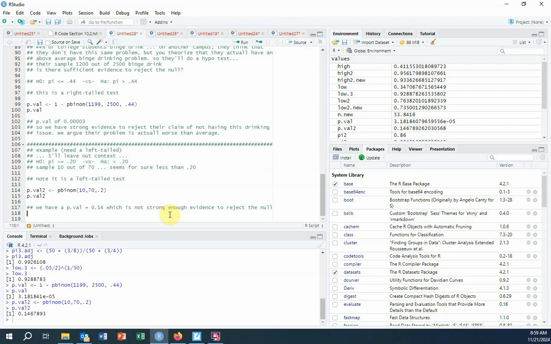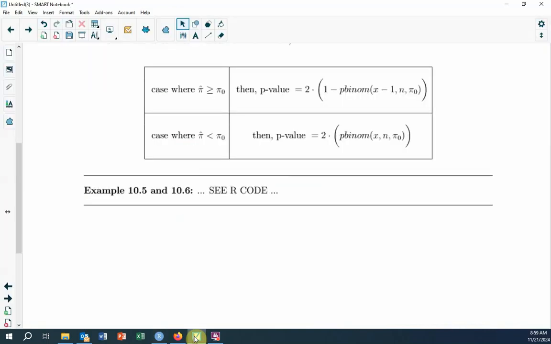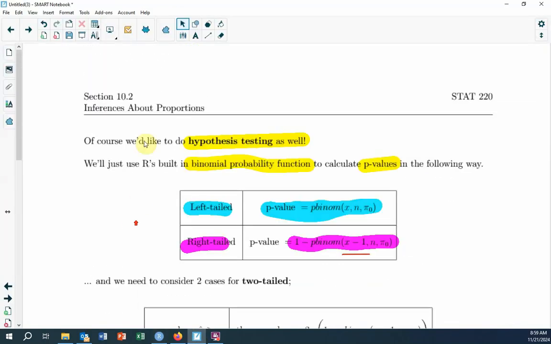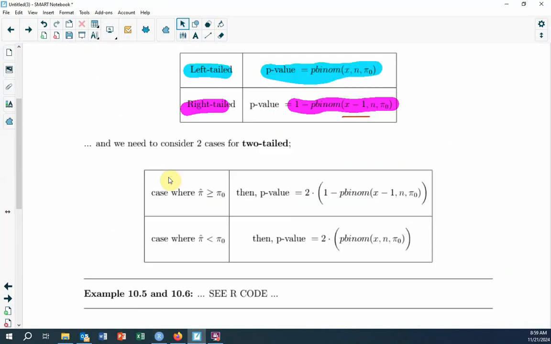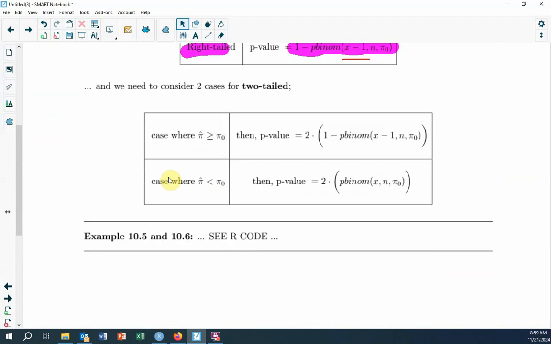So there. That's our intro into estimates on proportions. Okay. Inferences about proportions. We can make confidence intervals, we can make point estimates, and now we can do hypothesis testing. That's all we need to know.